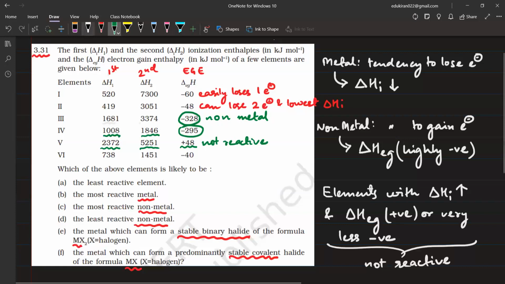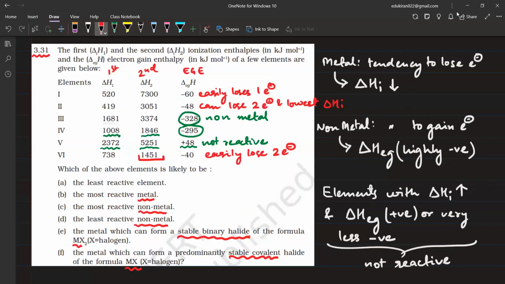Okay. Now, when I look at the sixth one, the sixth element is quite interesting. I think the sixth element is the one which can easily lose 2 electrons because its second ionization enthalpy is the lowest. Can all of you see that? Yes or no? Please tell me. Yes, sir. Right. Now, with this information, we are going to write some answers here.